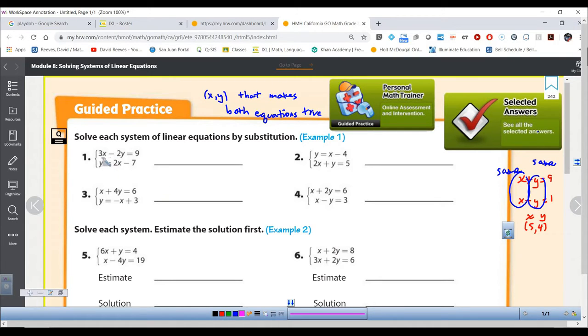So here we go. Question number 1 says 3x minus 2y is 9, right? So we're looking to make that equation true. We're also looking to make the equation true, y equals 2x minus 7.